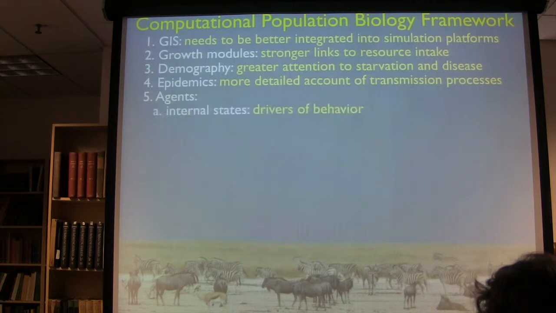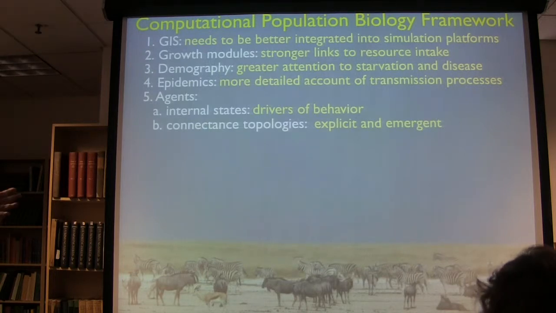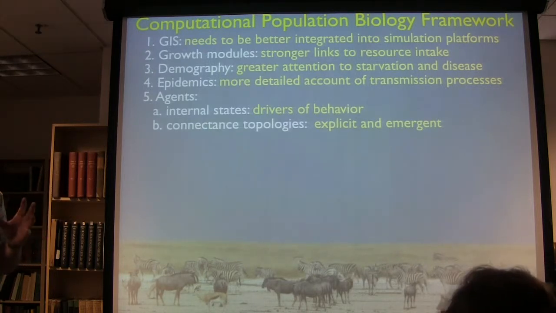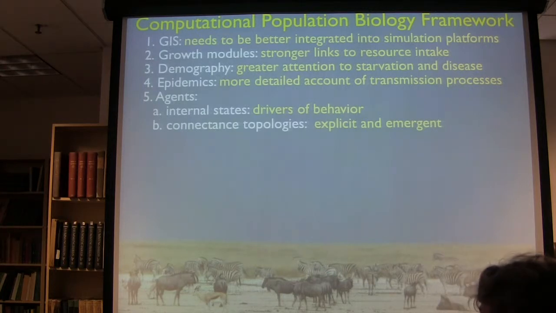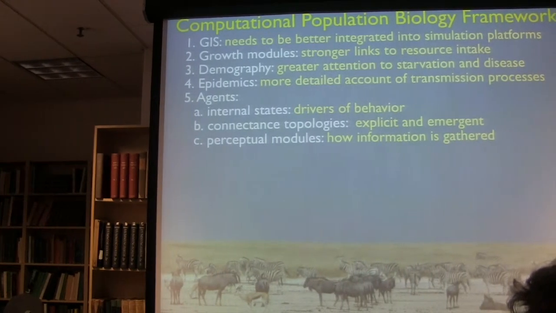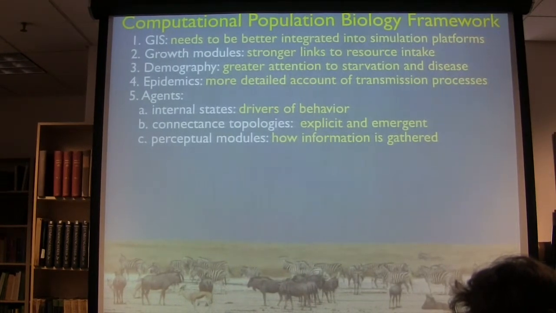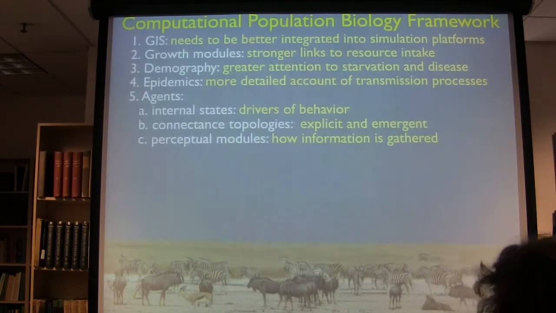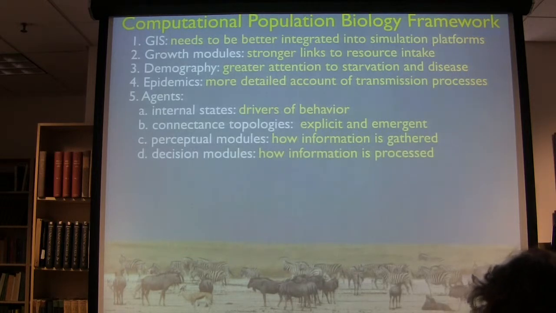And then we have these individual agents who have internal states. We have ways of specifying how individuals interact through connectance topologies. So this is, in particular in disease models, we're very aware of how individuals may transmit diseases through the individuals they socially interact with. We have perceptual modules like the artificial neural network model that I talked about, and these can be trained to, or can be tuned to compute certain decisions on what to exploit.